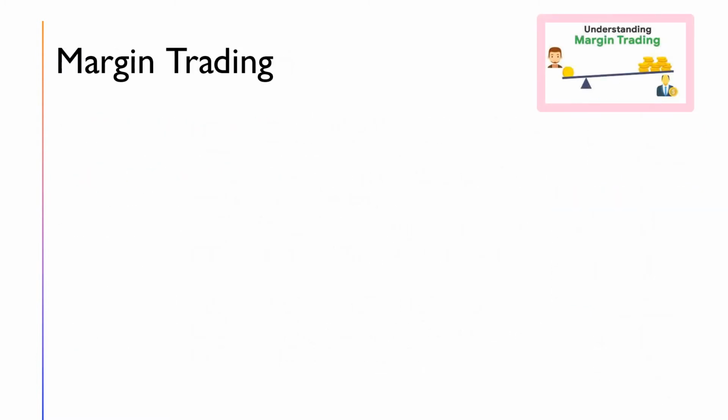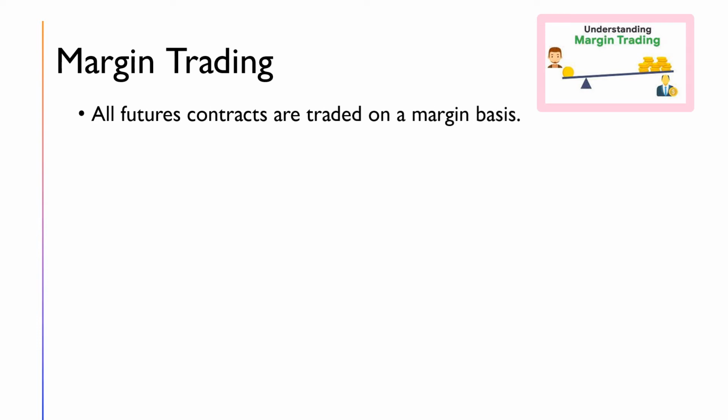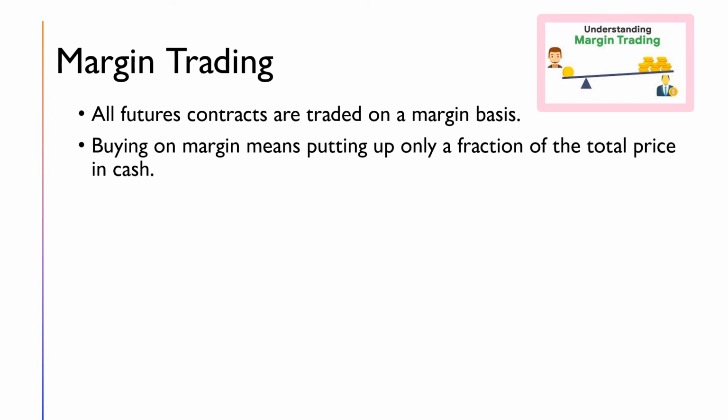All futures contracts are traded on a margin basis. To buy or sell a futures contract, a trader must have a margin account with a broker and must deposit initial margin into the account. Buying on margin means putting up only a fraction of the total price in cash. Margin is the amount of equity that goes into the deal.